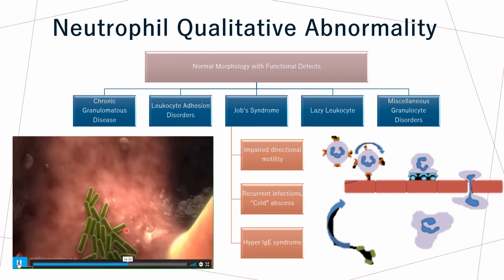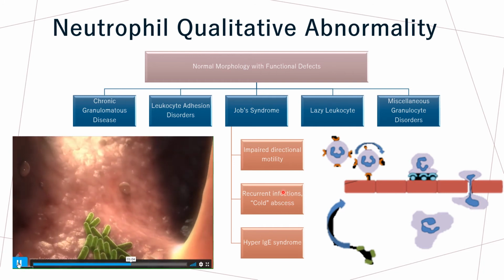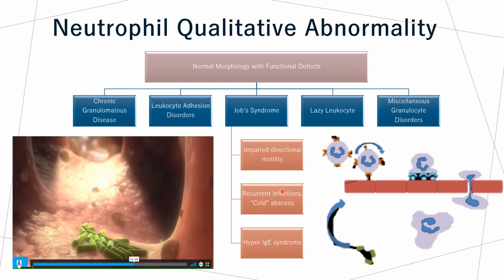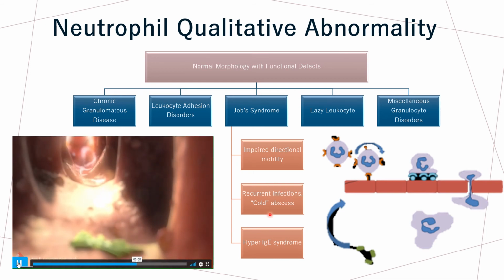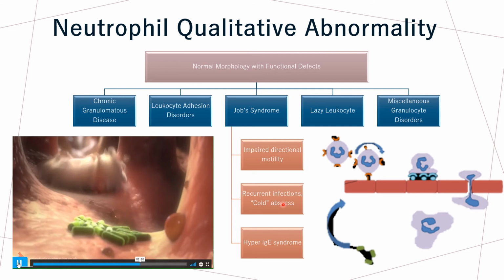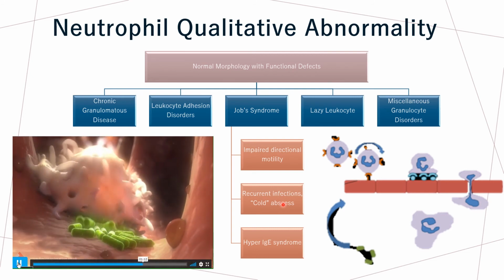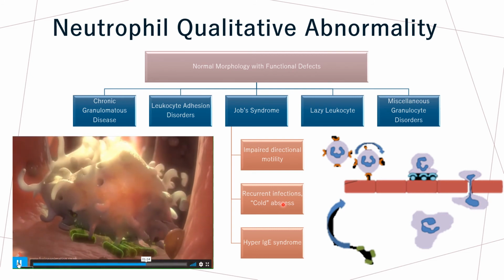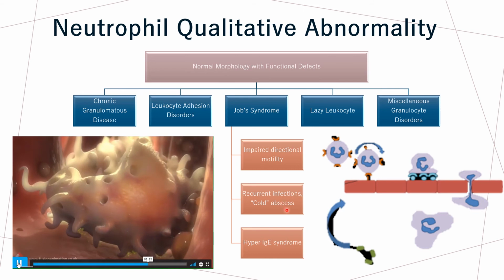Like in the biblical Job, the patients suffer from persistent boils and recurrent cold staphylococcal abscesses. These abscesses are described as cold because the usual signs of inflammation like heat and redness are absent. Patients also have a markedly increased level of IgE.